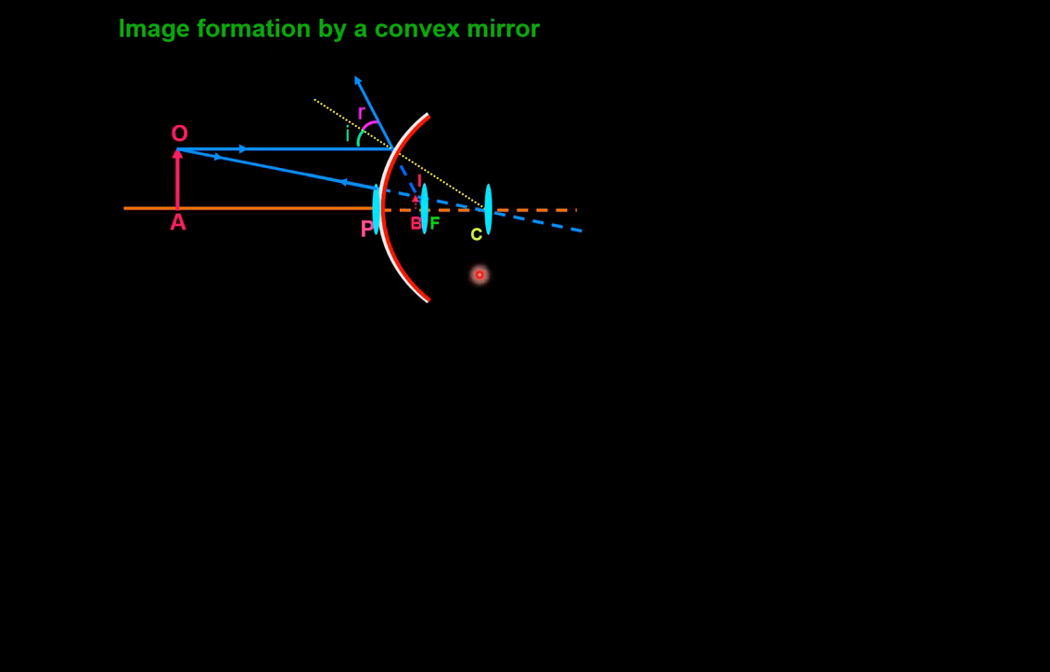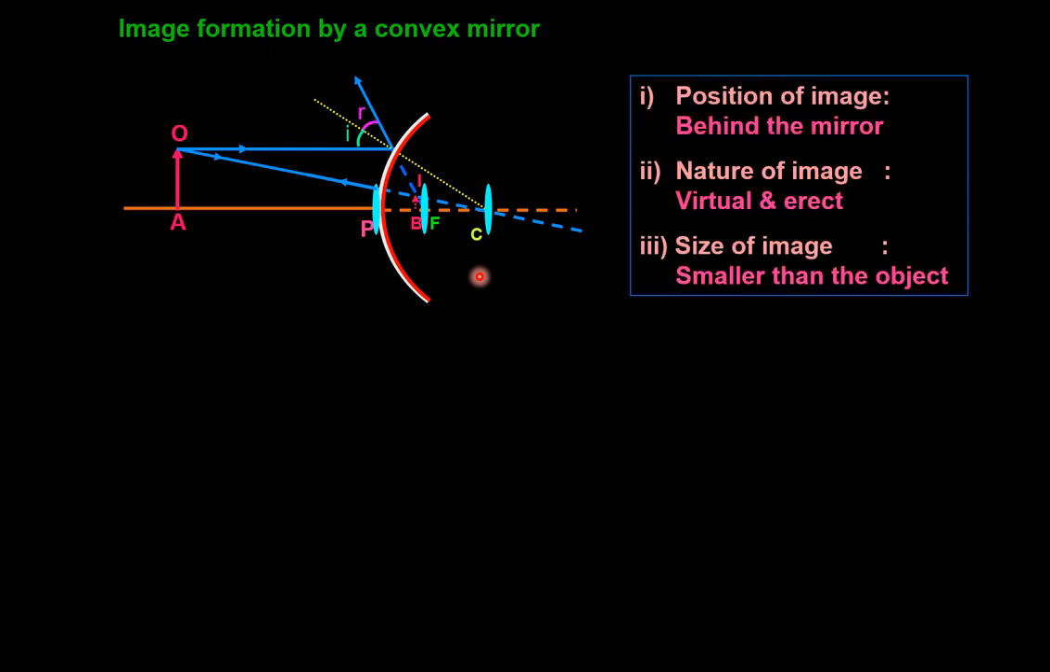Now, as usual, after drawing the ray diagram we have to characterize the image formation, that is, we need to write the properties of the image formed. So first of all, in the properties, what do we need to specify? The position of the image. Where is it getting formed? This is the pole, this is the principal focus, and somewhere in between them, between the principal focus and the pole, we are getting the image formed.